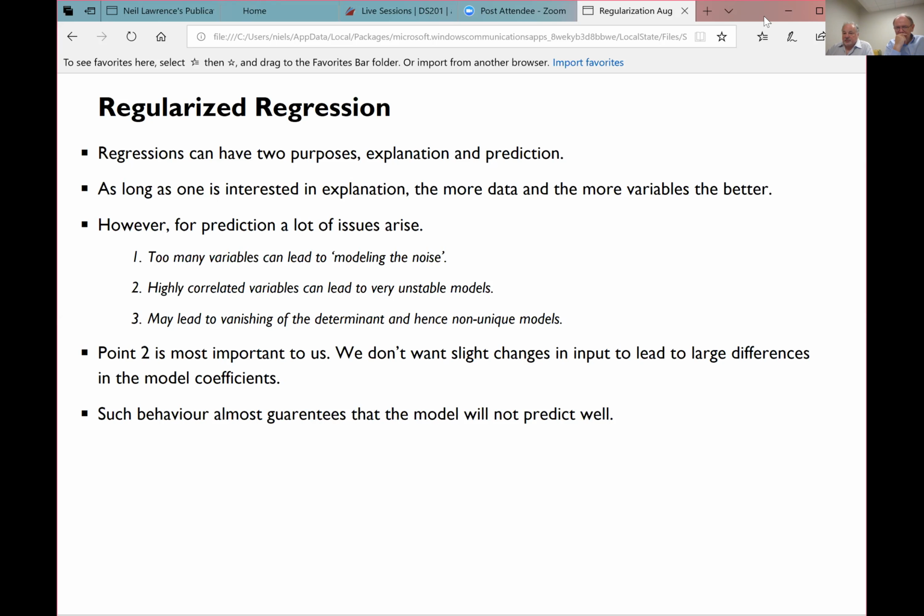Another problem, something we were talking about earlier, is that highly correlated variables can lead to unstable models. If you have variables that are highly correlated, but not perfectly correlated, the matrix you get in linear regression, X transpose times X inverse, will have a very small determinant. And so small changes in your data are going to lead to very large changes in the matrix. What this means is that small changes in your data points will lead to very large changes in the coefficients you model. This is what we're calling unstable models.